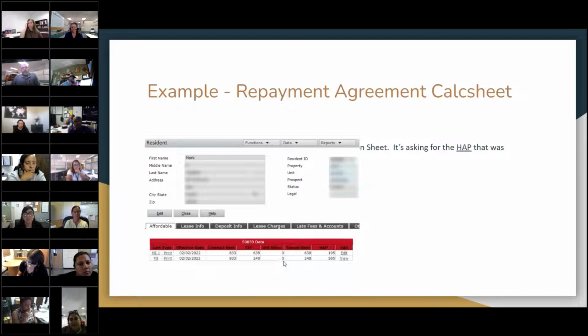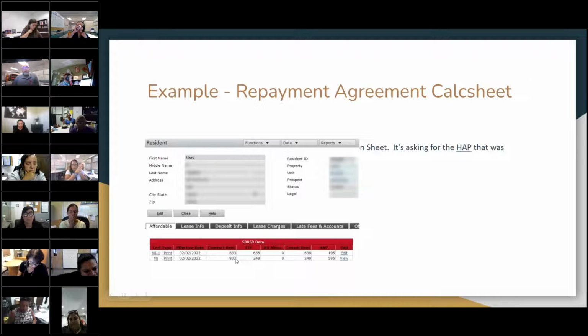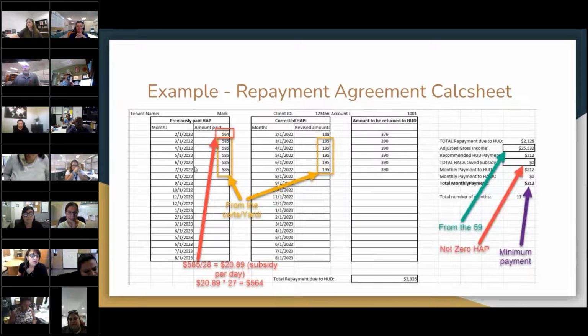So this next screen is going to be our calculation sheet. Just want everybody to notice, remember, this is a February 2nd move-in, so one of these calculations is a little bit funky, and I'll talk through it in a second. February 2nd move-in, so it's not an entire month. Our HAP, though, again, did go from 585 to 195. So for most of this period, that's what I'm putting. The previous paid HAP was 585. The corrected HAP was 195.